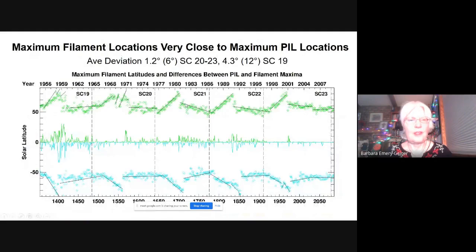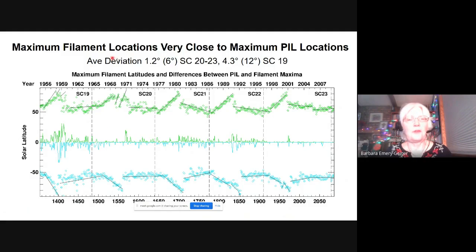This is the next thing we look at. Since a lot of the previous studies have used filament locations, we want to compare the filament locations with the pill locations. So for us, the maximum filament location is either at the maximum pill location or it is more equatorwards, just by definition. And for the solar cycles that Pat McIntosh did from solar cycle 20 to 23, the median difference is actually 0, which means they were the same place.